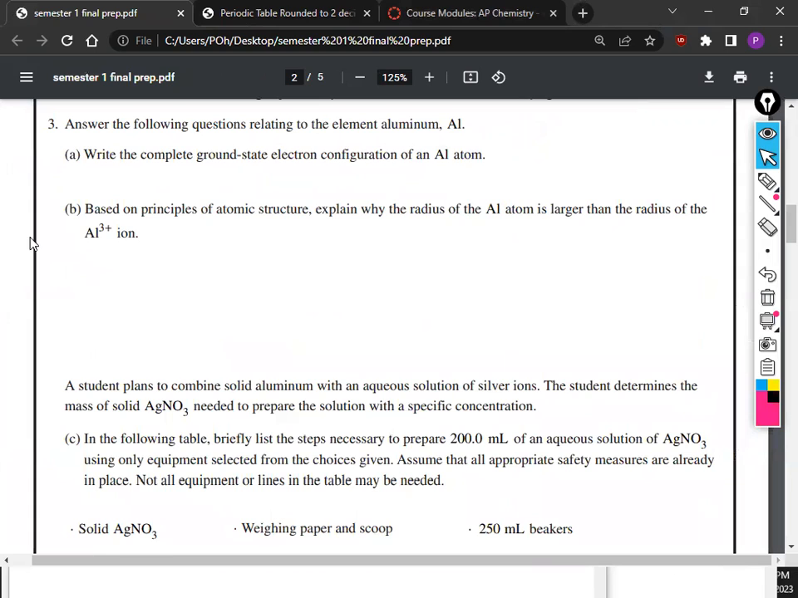Okay, so based on the principles of atomic structure, explain why the aluminium atom is larger than an aluminium ion. Okay, so I will give you guys about a minute and a half to write that explanation. It should be a very brief explanation. Okay, so take a second to do that. Let's go over this one.